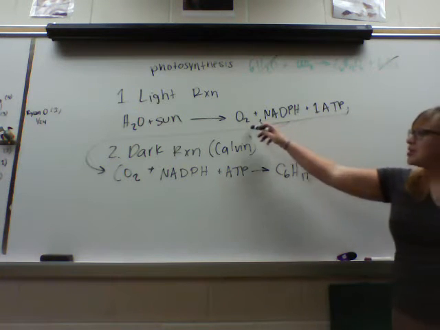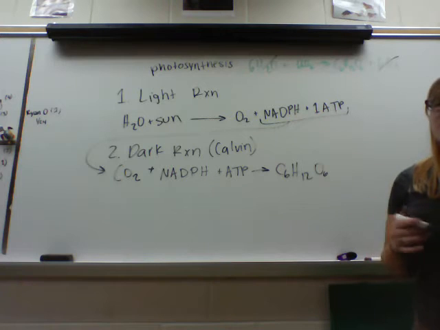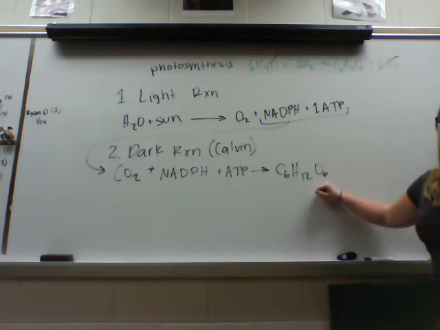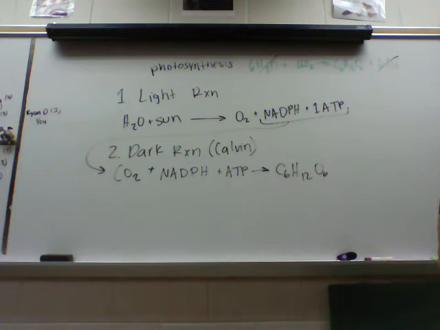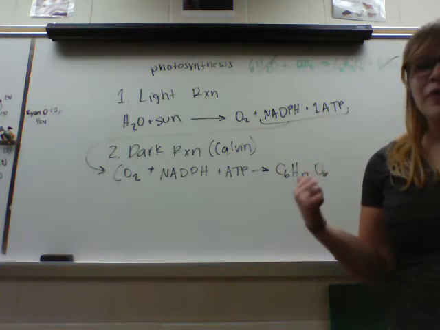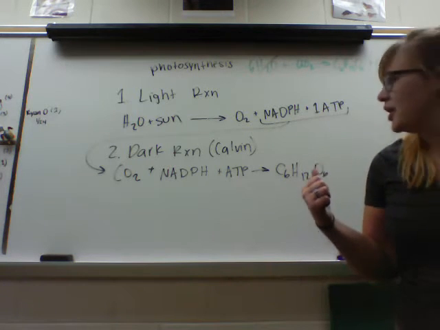The oxygen, when it's completed, goes out of the plant through the stomata. The stomata is responsible for gas exchange. So that's where the oxygen goes, and then the glucose goes to the vacuole because the plant needs to store it to be used later. I'm going to erase this, and then we're going to do cellular respiration on it.